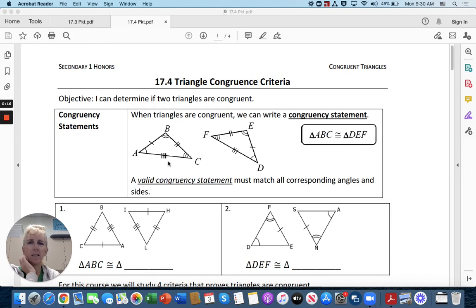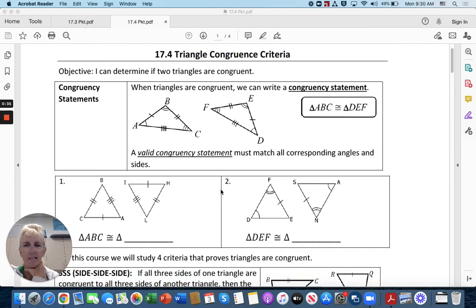See all these markings here? We see that this side is congruent to this side, this side is congruent to this side, and the angles also correspond and are congruent. A valid congruency statement must match all corresponding angles and sides.